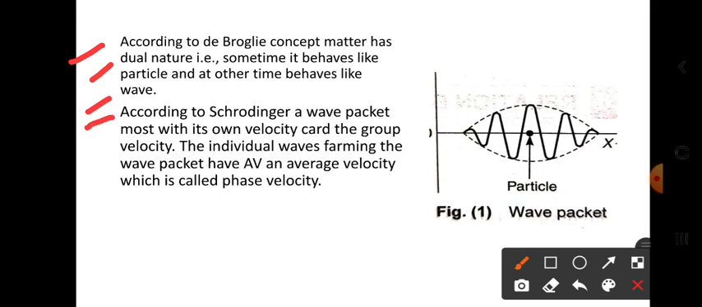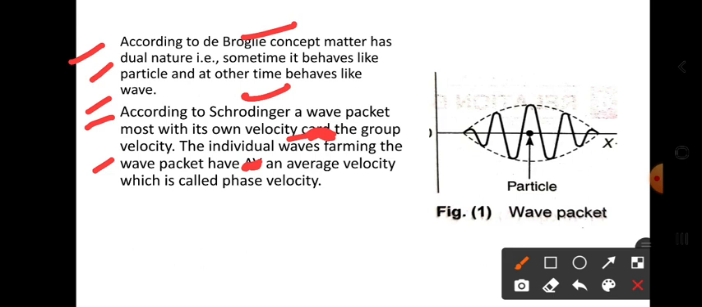Next point is according to Schrodinger. It was according to de Broglie, and this is according to Schrodinger. According to Schrodinger, a wave packet moves with its own velocity, called the group velocity. The individual waves forming the wave packet have an average velocity which is called the phase velocity.